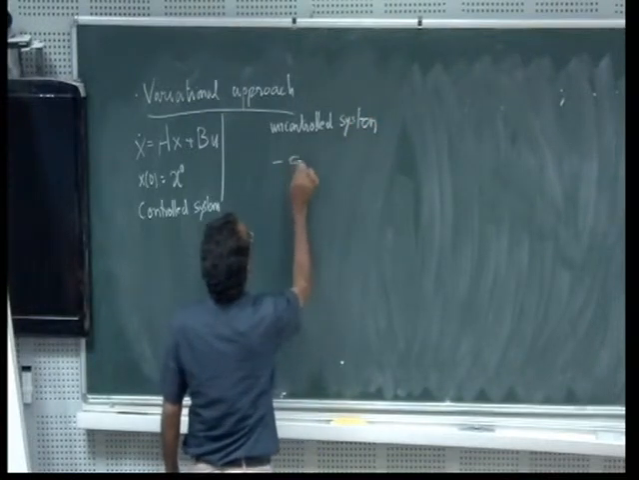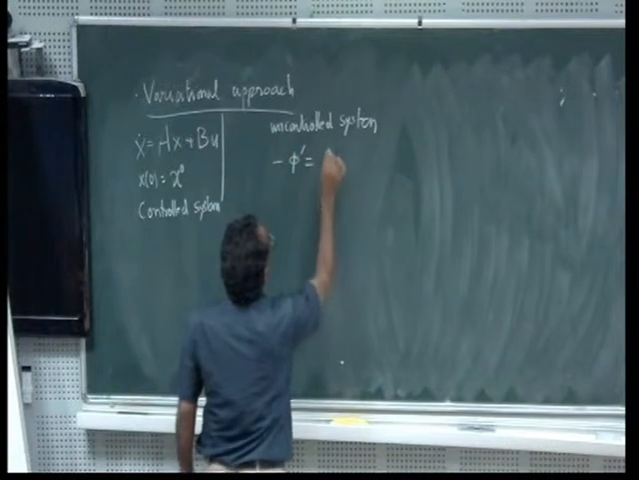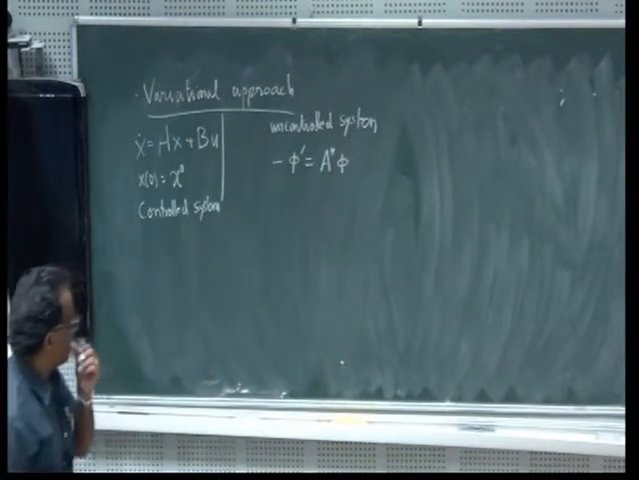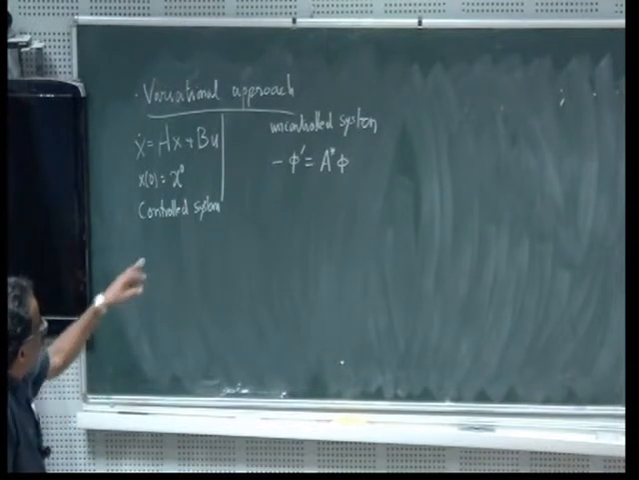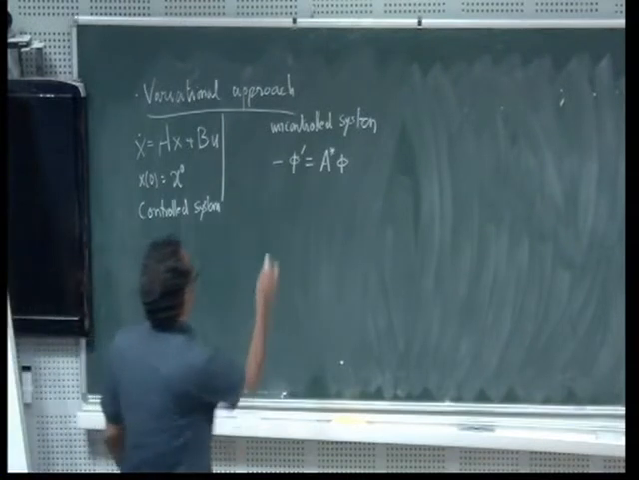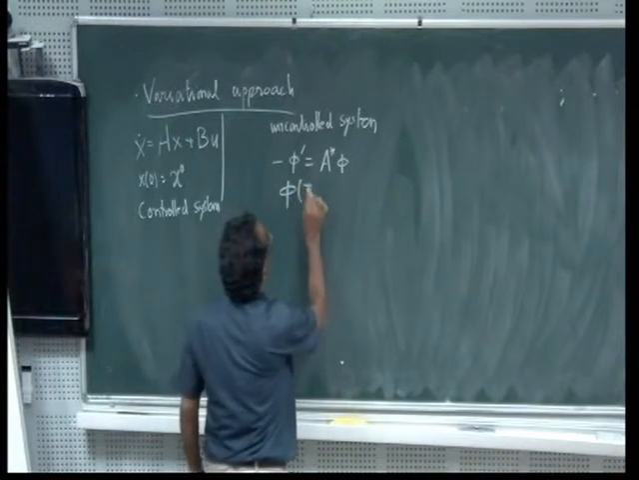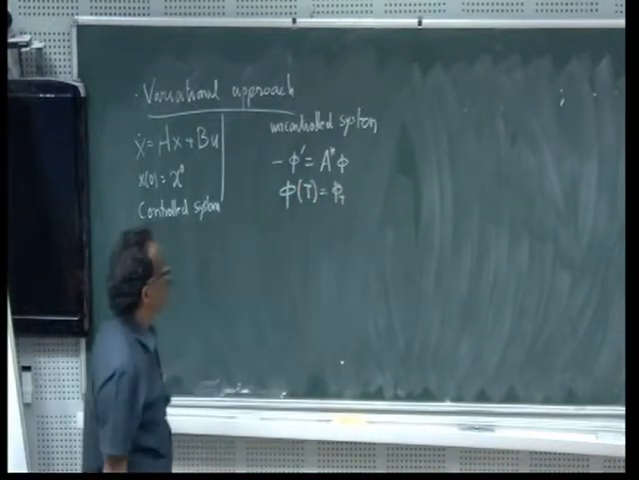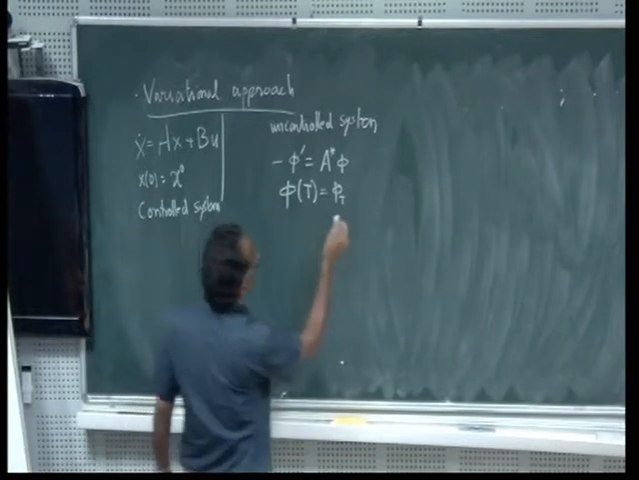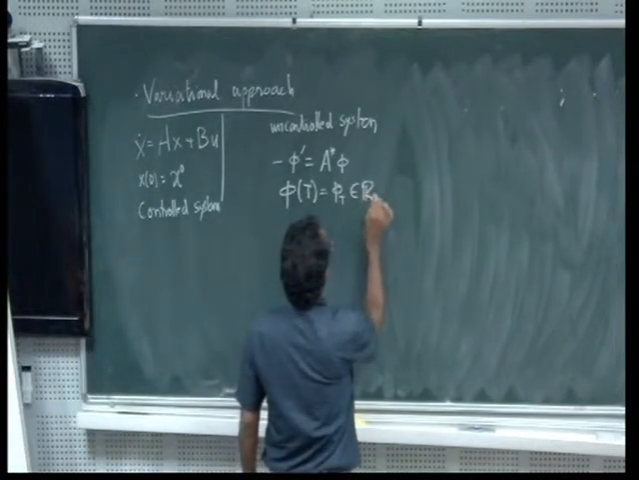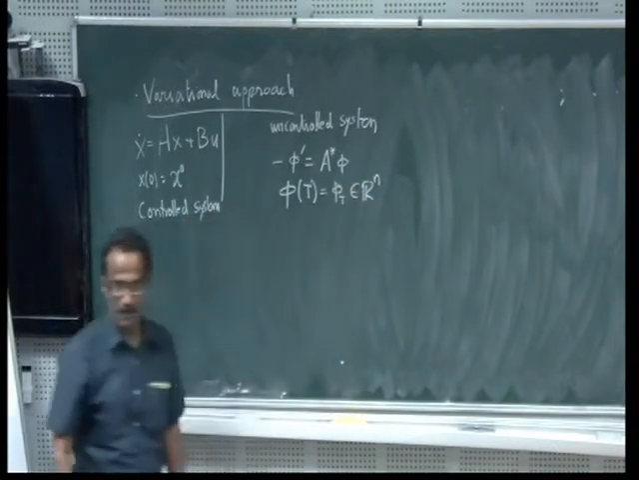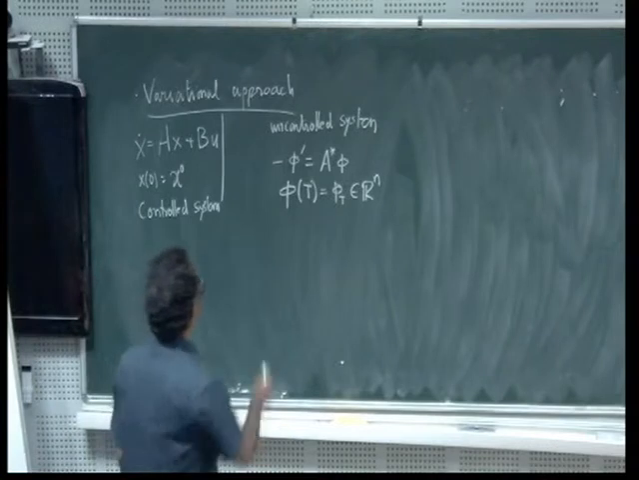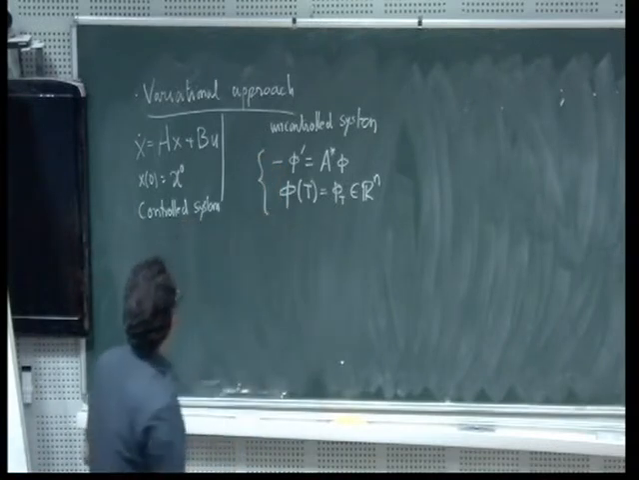That's minus phi prime equal to A star of phi. A star is the adjoint of that one. So you need phi at T, so you have to impose the condition here. I call it phi T. So given phi T in R^n, you introduce this problem. That's just an ODE problem. So this is an uncontrolled system.